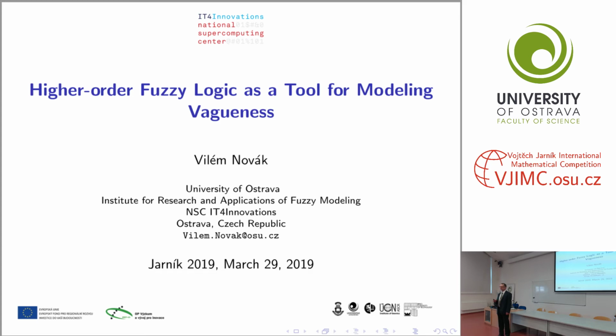And the question is, how can we model vagueness? It can be demonstrated, and it was demonstrated, that probability theory is not a proper theory for modeling vagueness. And there is another theory, especially fuzzy logic, which you can see here. I will speak about it also, but I will speak about sources of vagueness.